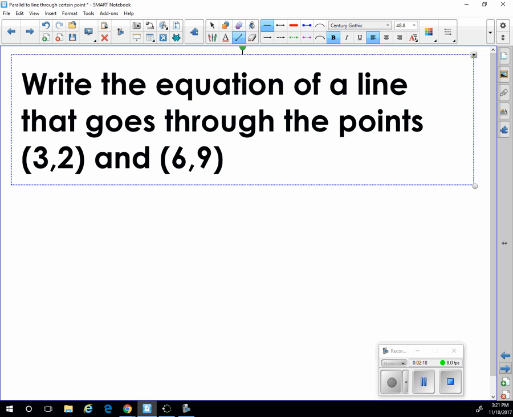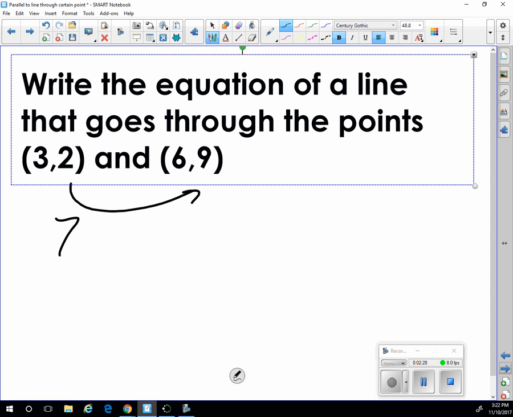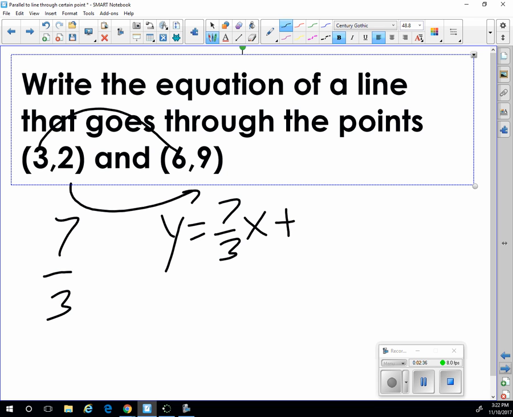So what if they just give us 2 points? Could we write the whole equation? Well, let's see how much y has changed. It goes from 2 to 9, so that's a change of 7. And x goes from 3 to 6, so that's a change of 3. So we know the slope: y equals 7/3 x. We don't know where it crosses the y-axis, so we'll just leave that as a b for now.